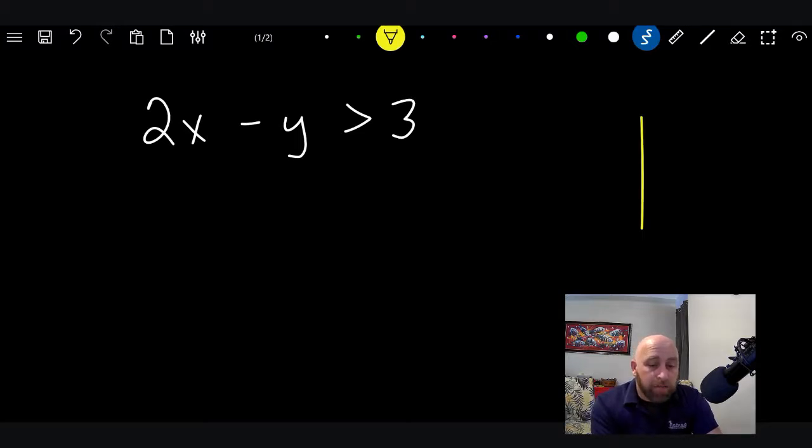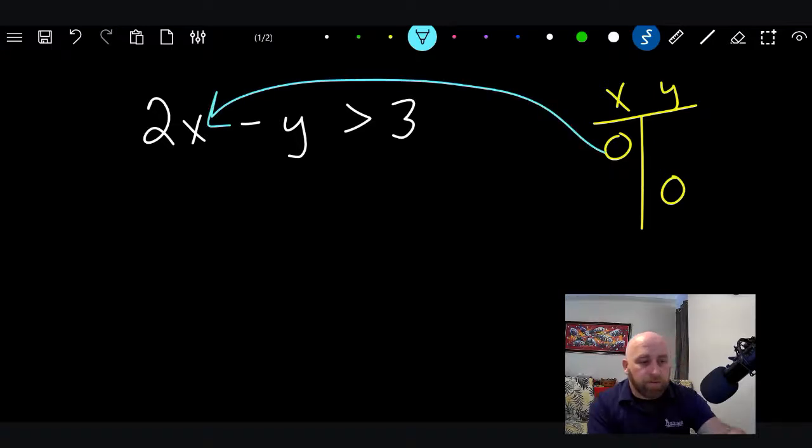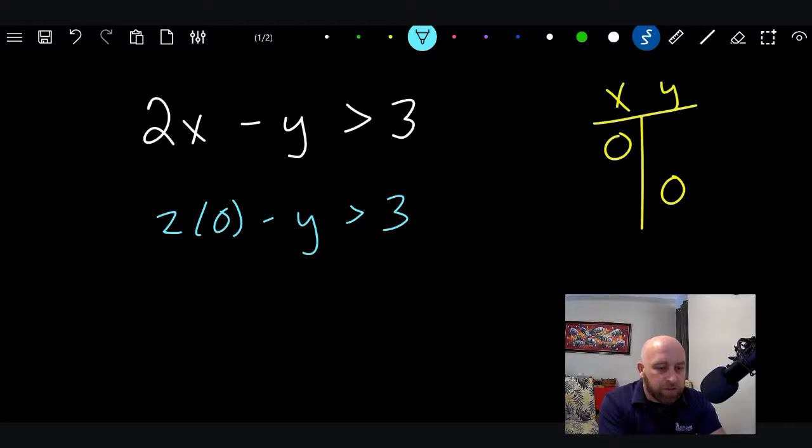Graphing by intercept. So the way that we graph by intercept is kind of the x and y idea. The 0 for the x and then the 0 for the y. Remember, you have to do one of each, and that will give you your intercept. So let's go ahead and plug this 0 in first for the x. So we'll say 2 times 0 minus y greater than 3.